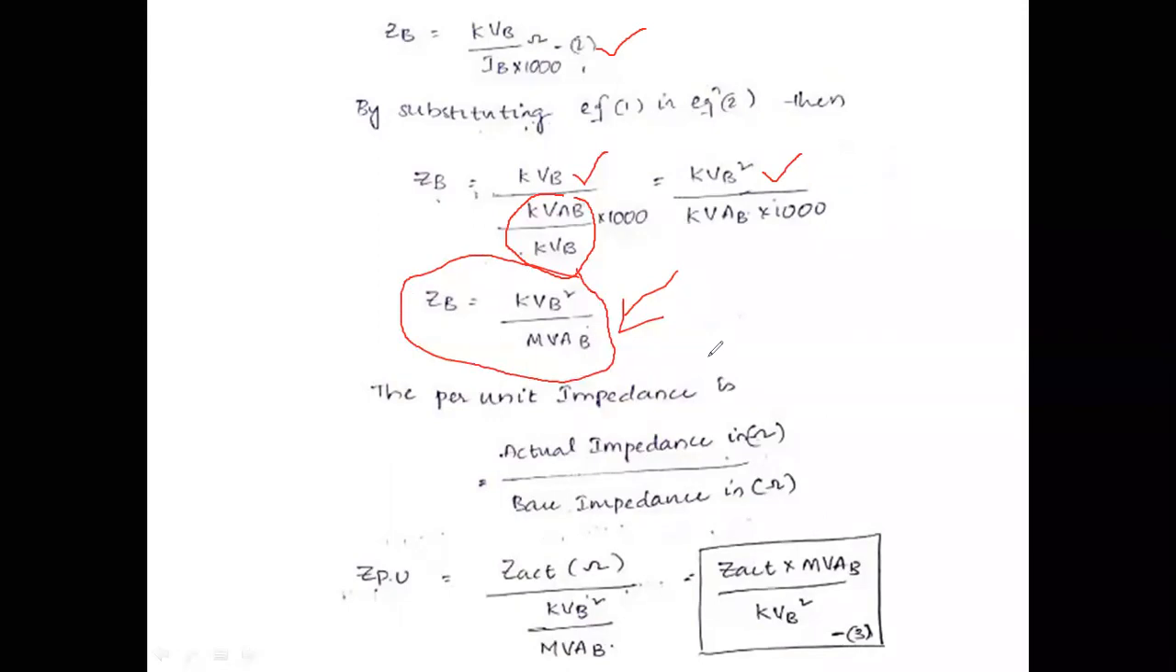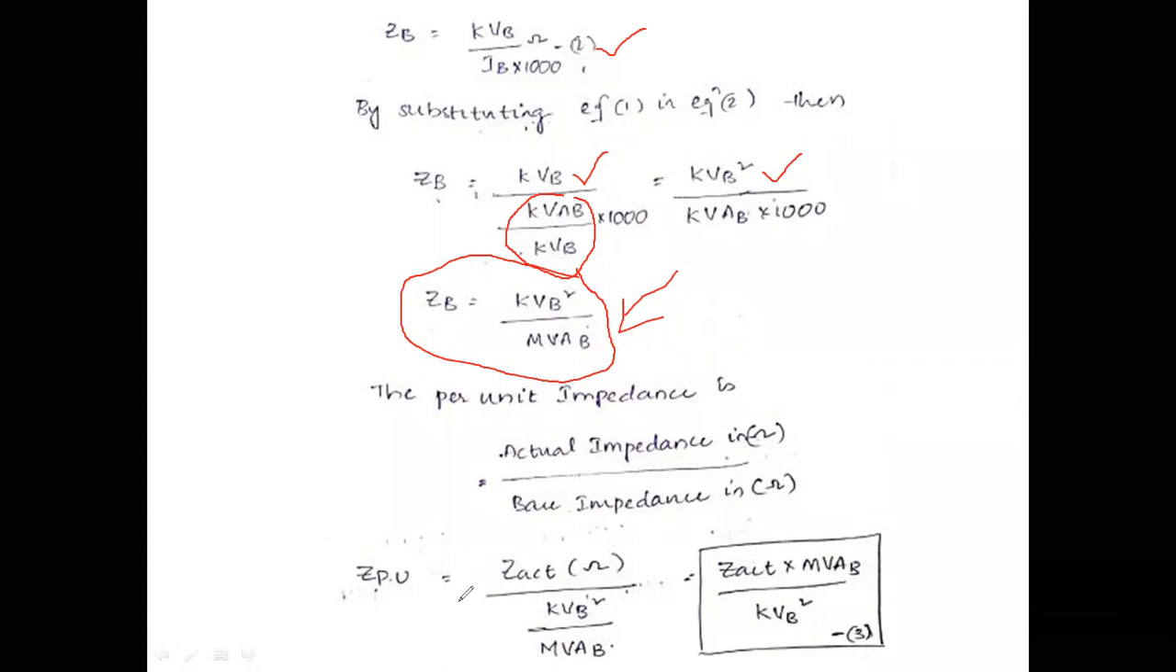This is a very important formula. If you forget this formula, then nobody is going to help you to determine the per unit values in chapter number 1. Chapter number 1 is very easy. Once you remember all the formulae, it is easy, but if you forget the formulae, then nobody is going to help you, right? So Z base is equal to kV base whole square divided by MVA base. Please write this down somewhere.